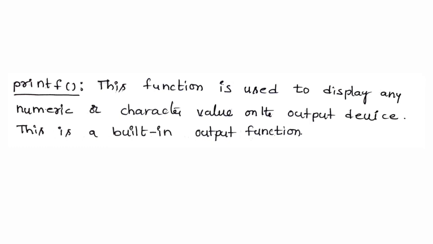The first one is the printf function. In each and every program in C programming, we are using this function. This function is used to display any numeric or character value on the output device. This is a built-in output function.